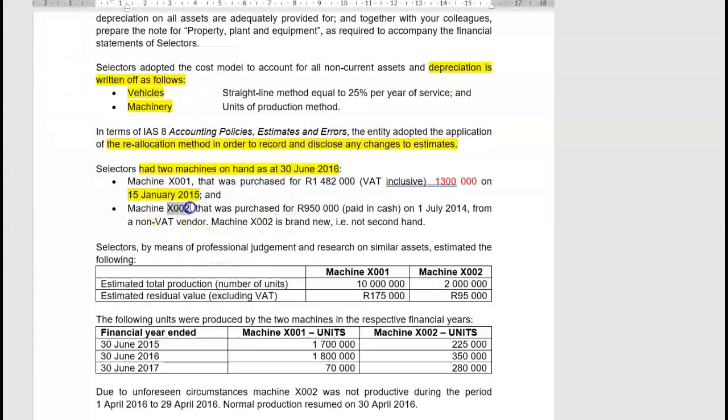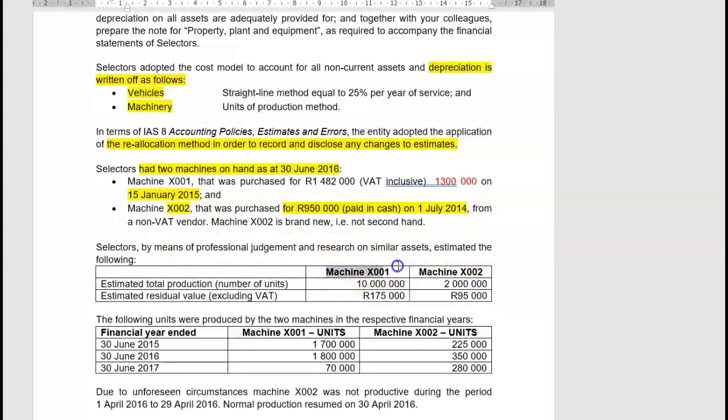And machine X002 was purchased for 950,000 paid in cash on 1 July 2014 from a non-VAT vendor. So that 950,000 will be the cost price because a non-VAT vendor cannot issue a VAT invoice, so you cannot claim VAT. Machine X002 is brand new, also not second hand. Selectors, by means of professional judgment and research on similar assets, estimates the following.